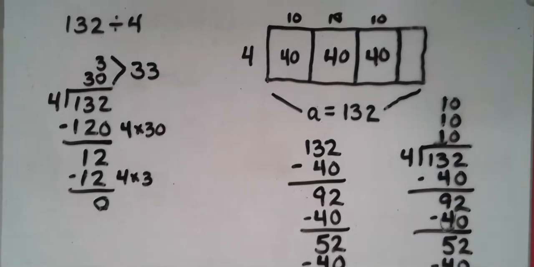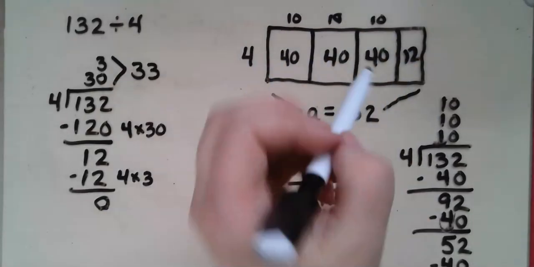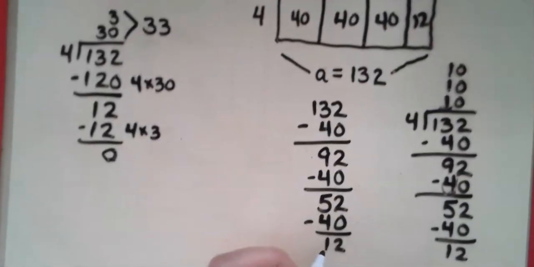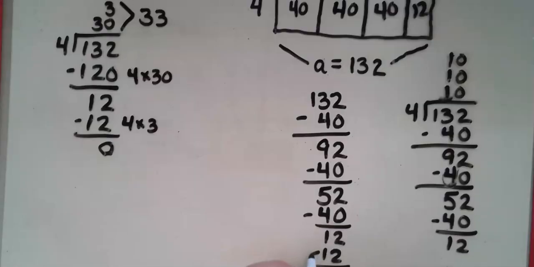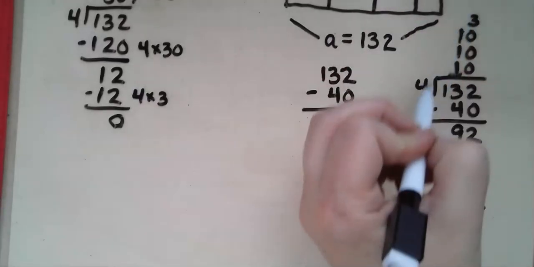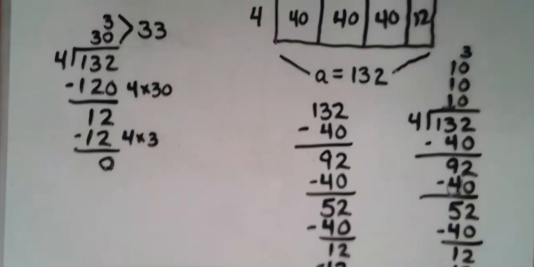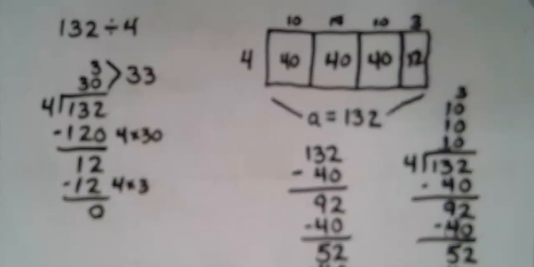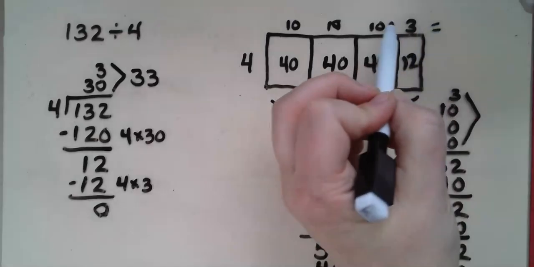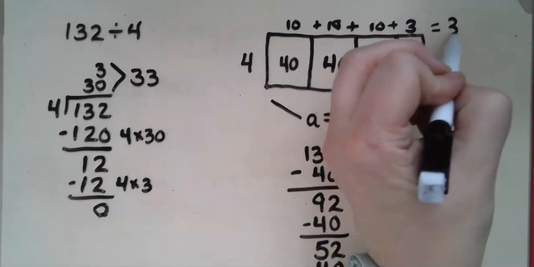If I go back up to the area, I know that this part is 12. So what number, 4 times what number, gives me 12? 3. Here, I know if I get rid of that 12, I'm done with the area over there. And if I think 3 times 4 is 12, that also lets me know I finished over here. So notice, when I add up these partial quotients, I'm going to get the same quotient as I did over there.